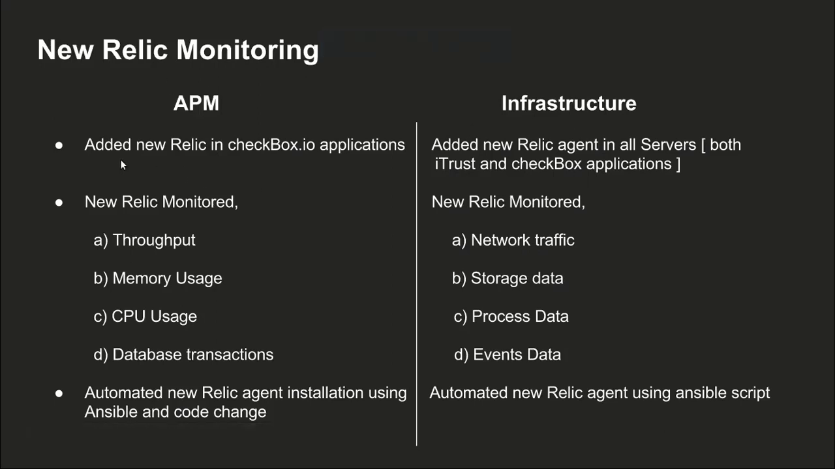For APM, we added the New Relic agent into the checkbox.io application, and for the infra part, we added the New Relic agent in all servers, which contain both iTrust and Checkbox applications. For APM, we monitor throughput, memory usage, CPU usage, and database transactions, whereas for the infra part, we monitor network traffic, storage data, process data, and events data. For APM, we automated the agent installation using Ansible and also the code change in the Checkbox part, whereas for the infra part, we automated the New Relic agent using an Ansible script.